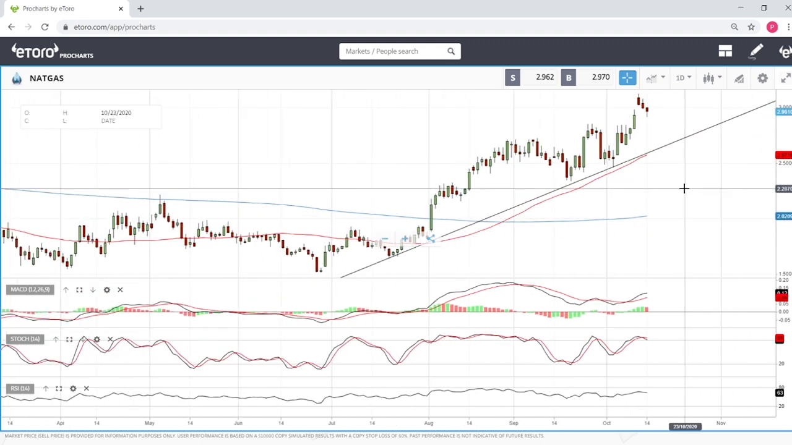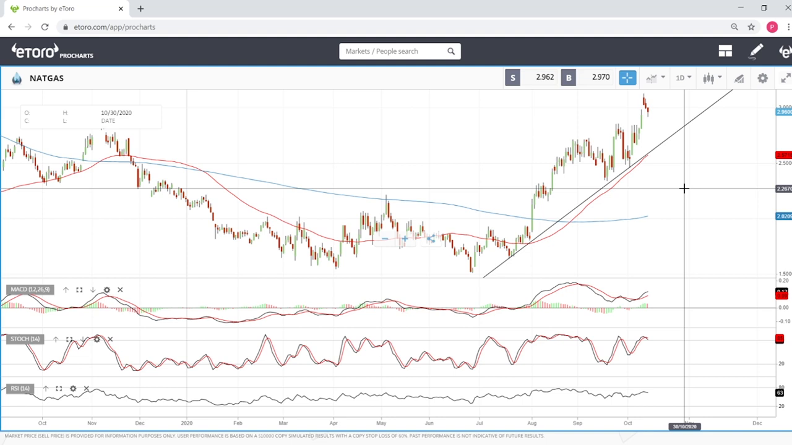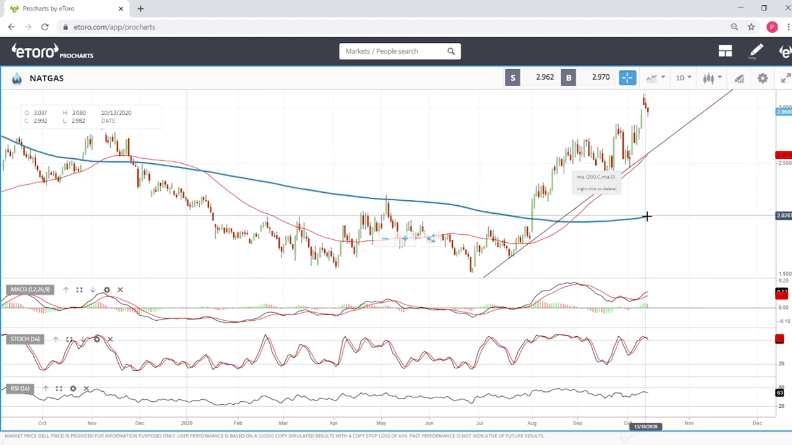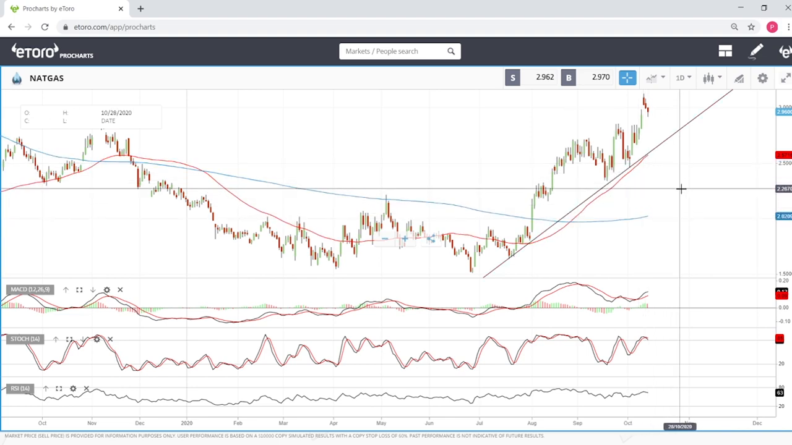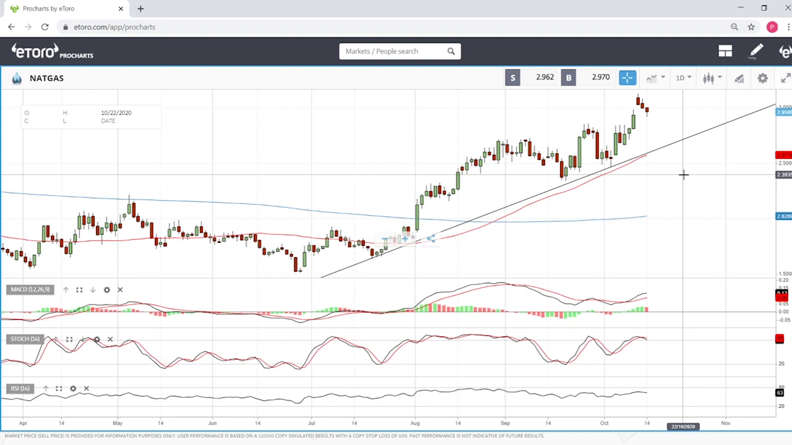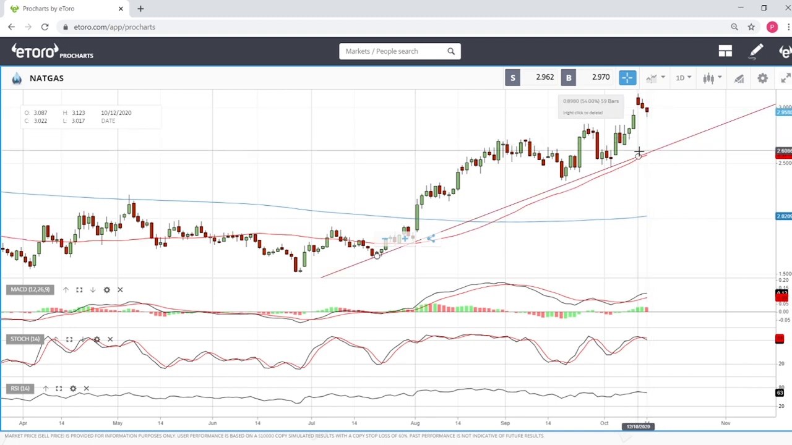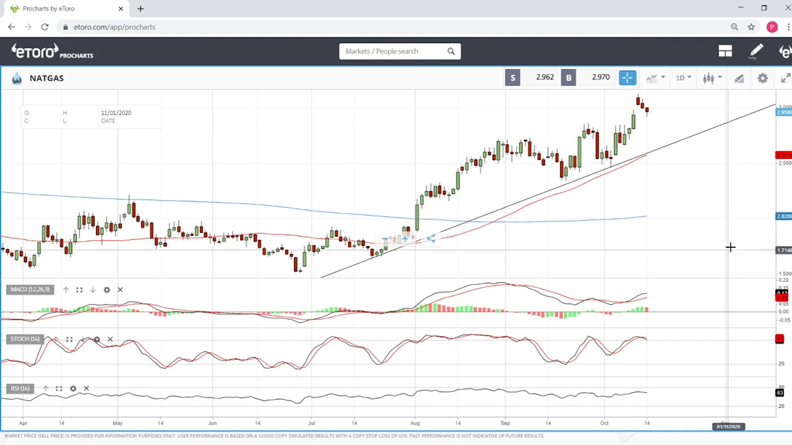It would be surprising if we broke through the 50 moving average. If that happened, then we'll probably go towards the 200 moving average, but it is not very likely. As long as weather conditions are at this point, and we're also heading into the winter months, that will basically increase the demand for natural gas. So don't expect this market to break down anytime soon. We'll have a pullback towards this 50 moving average, and then most likely will bounce.